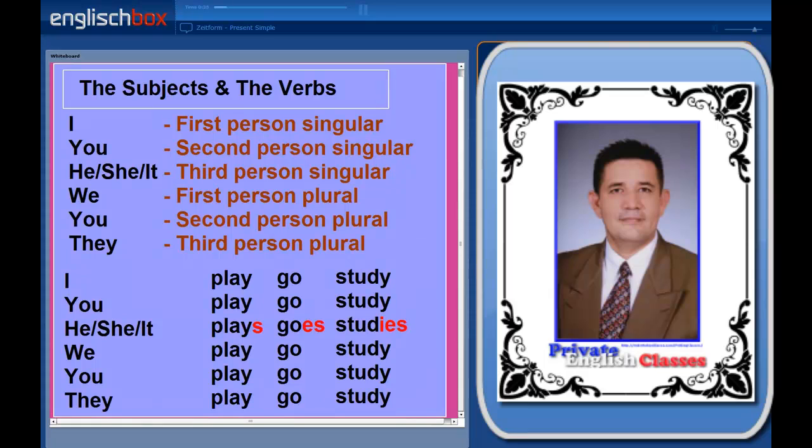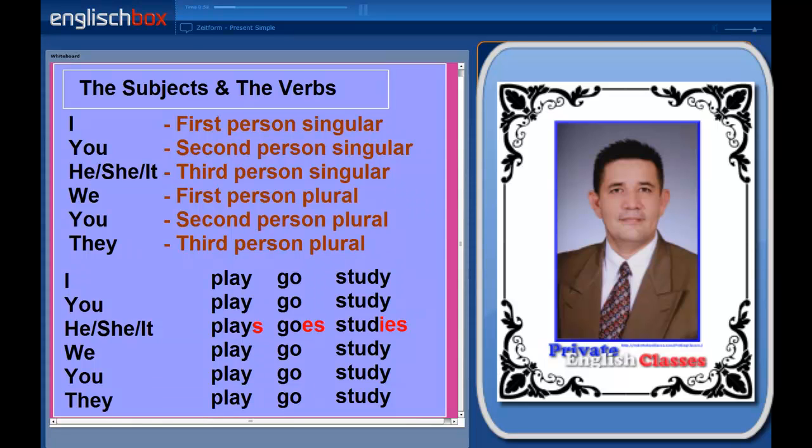I is the first person singular, you the second person singular, he, she, it the third person singular, we the first person plural, you the second person plural, and they the third person plural.